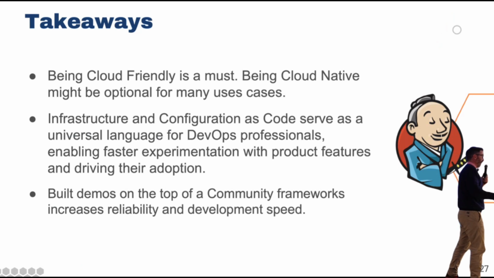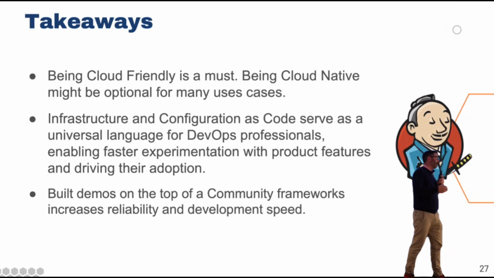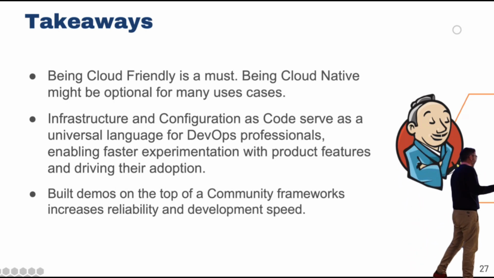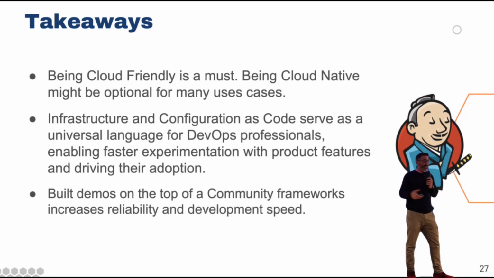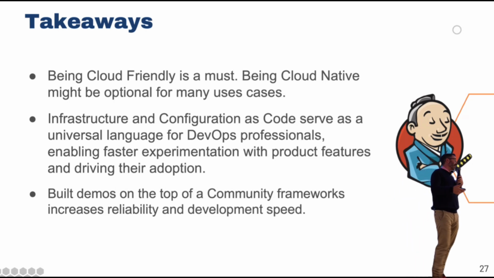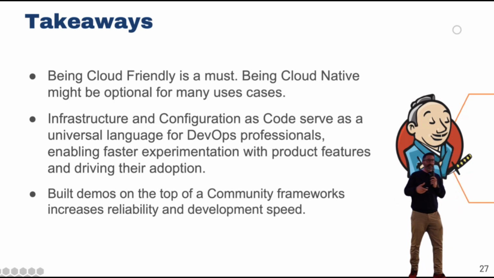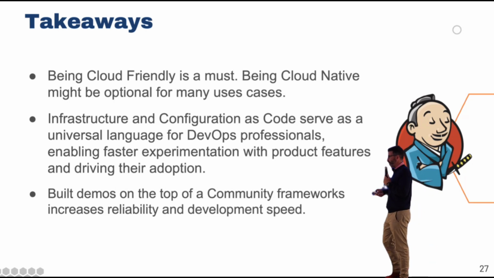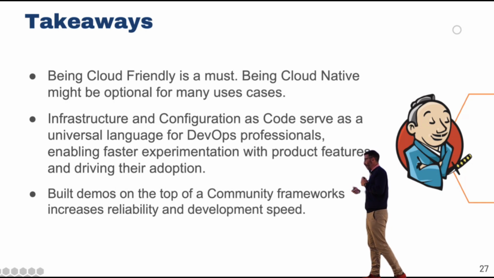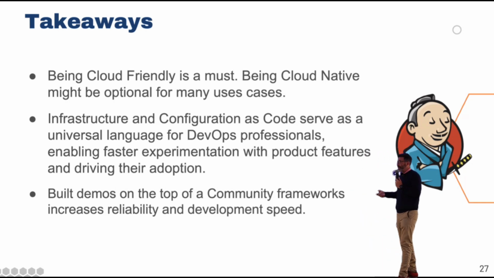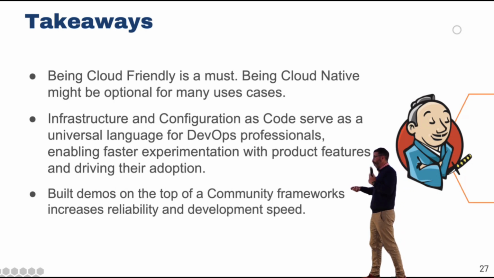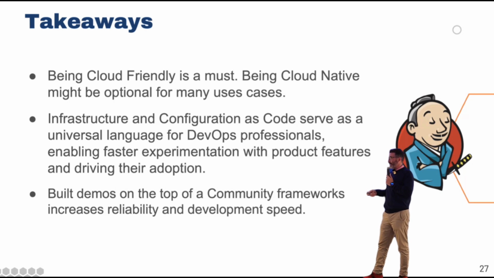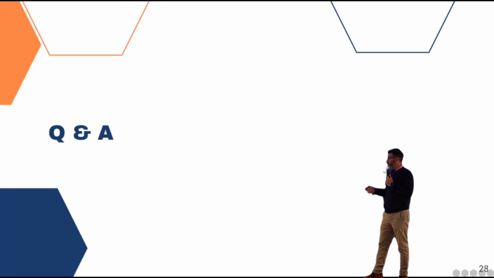Takeaways. Being cloud friendly is a must, and being cloud native, in some cases, can be optional. Infrastructure and configuration as code is a universal language for DevOps professionals, at the time that you want to enable other people to contact with enterprise features or drive adoption, because it's like the documentation. And finally, building demos on top of community frameworks like the EKS Blueprint increases reliability and development speed. So that's all.